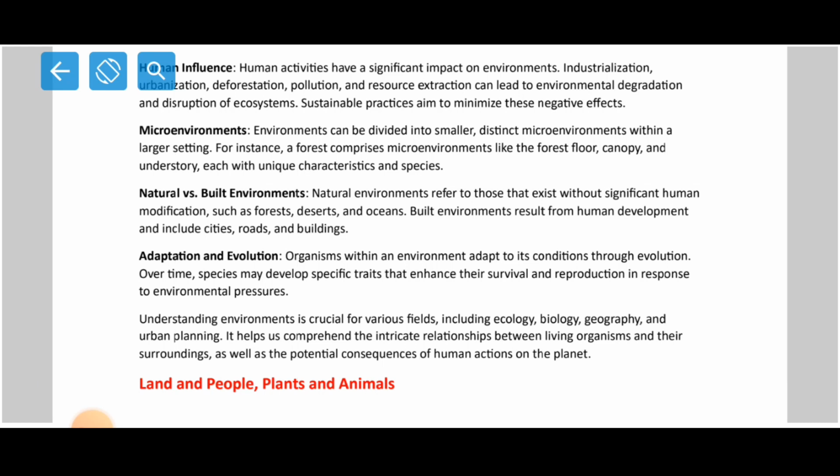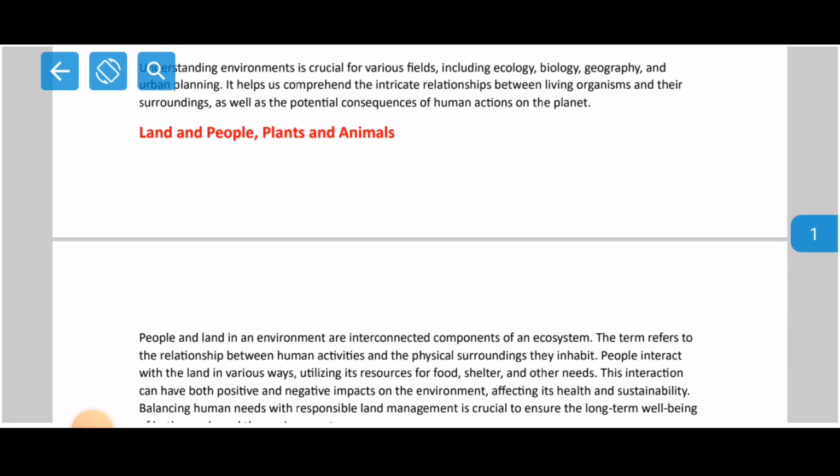So how are we going to plan out the city, how are we going to plan out the town, right? So all this comes under environment. Now let us go to land and people, plants and animals.